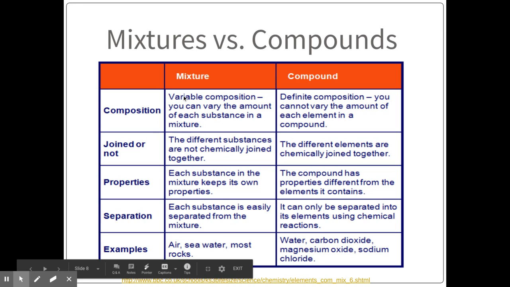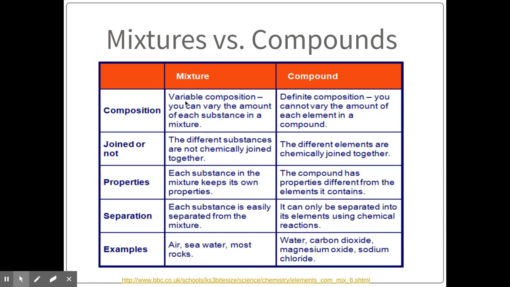A mixture's composition is variable, which from experimental design you should remember means able to change. So you can vary or change the amount of each substance in the mixture. A compound's composition, on the other hand, is fixed or definite. It is not variable. You can't vary or change the amount of each element in a compound. There's always 2 hydrogens and 1 oxygen in water. You can't change it up. So mixture has a variable composition. Compound has a definite or fixed composition that you can't change.